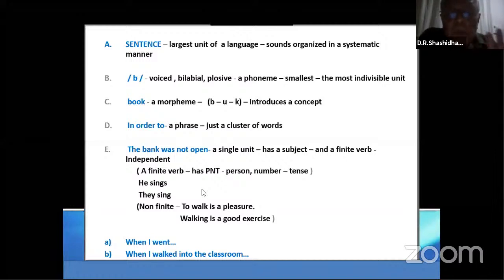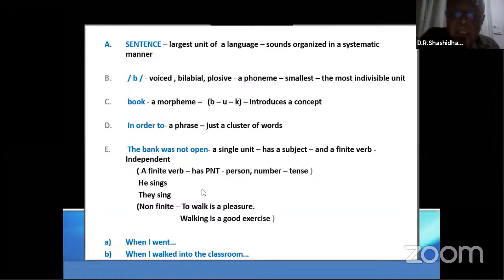Okay, so if a sentence has to be complete, independent, and capable of complete meaning on its own, without depending upon any external factor, it has to have at least a subject and a verb. Okay? Is that clear? Now, next example.